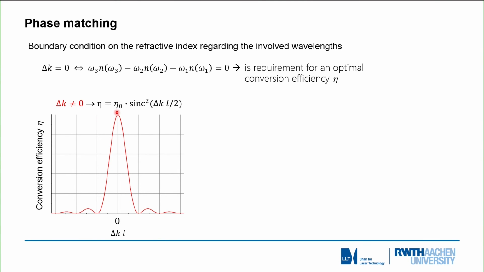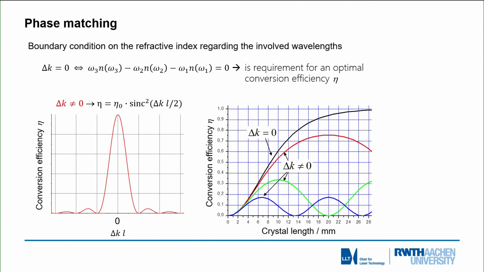So that's the point we want. As soon as we get away from this and we have no phase match, then we will have losses in conversion efficiency. Let's take a look at it in more detail. This is the crystal length, and on the ordinate we have the conversion efficiency. Of course, the conversion efficiency is maximum, and we get maximum conversion for delta K equals 0.